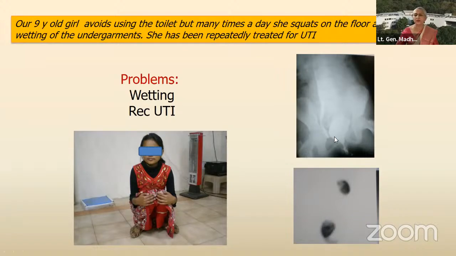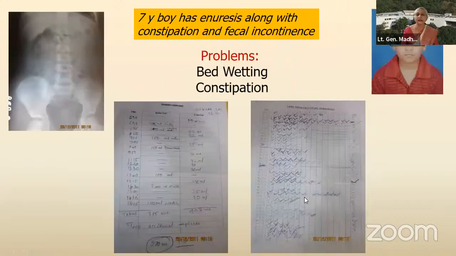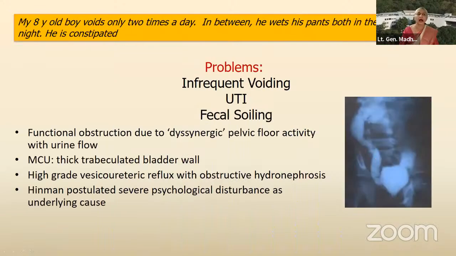And if you see her MCU, it has this huge reflux, and a DMSA scan shows one kidney missing. Whereas this 7-year-old boy had enuresis along with severe constipation and fecal incontinence. So the problems were bed wetting and constipation, and even a plain X-ray of the abdomen shows how loaded this thing is.